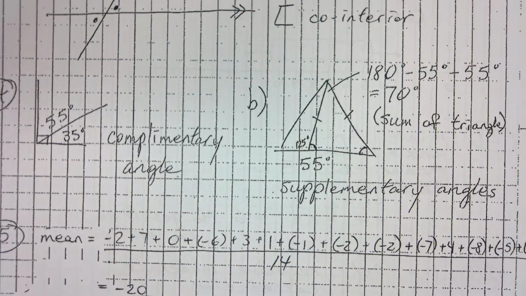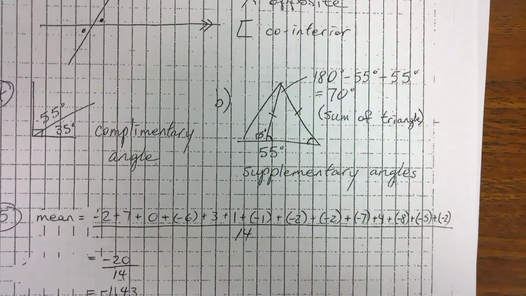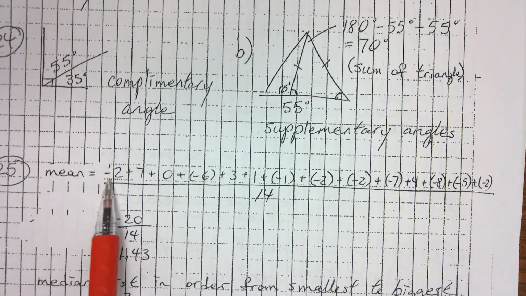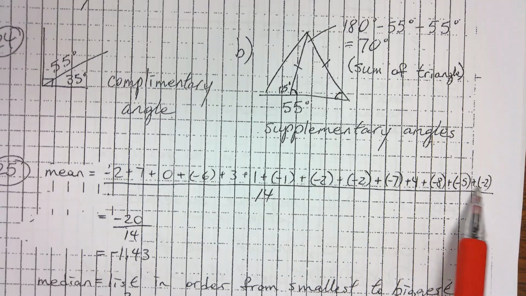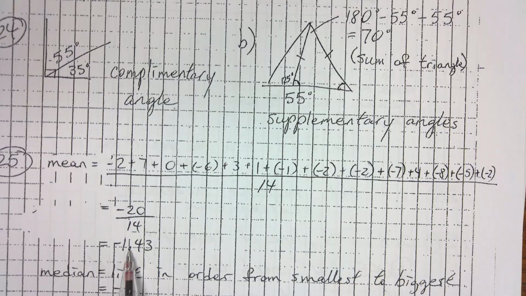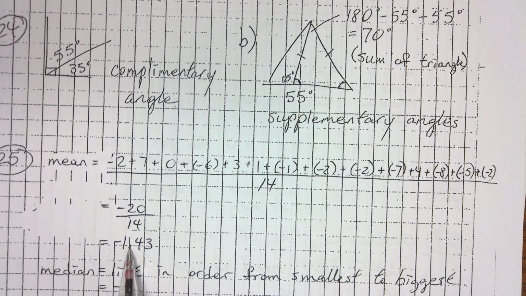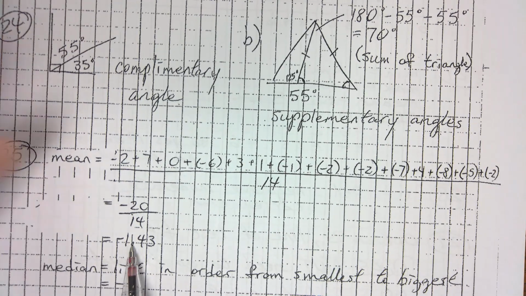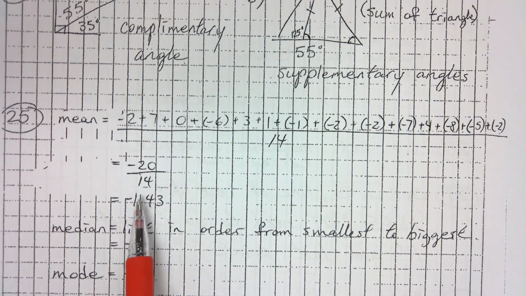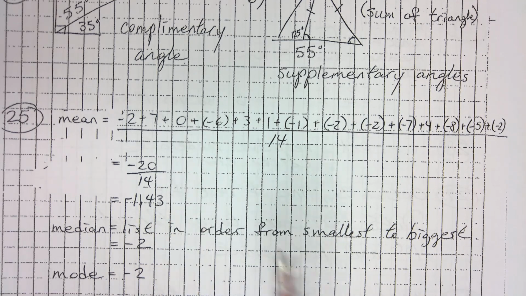Okay, and 25, you're calculating the mean, median, and mode. So right here, I'm just adding up all the numbers divided by the 14. And when I divide it, I get negative 1.43. For mean, median, and mode, it's okay to have decimals. On the exam, I will say what to round to. Okay, so this one is just negative 1.43. You don't have to reduce it to like negative 10 over 7. Usually, mean, median, mode, we use just integers, numbers, real numbers.